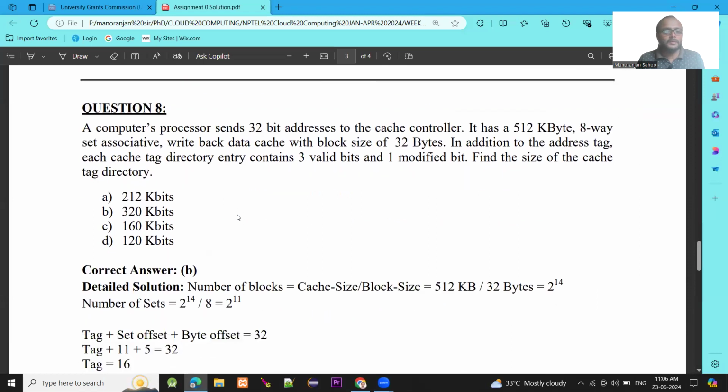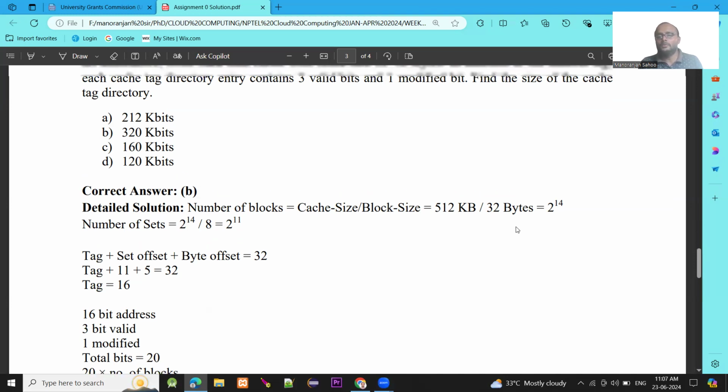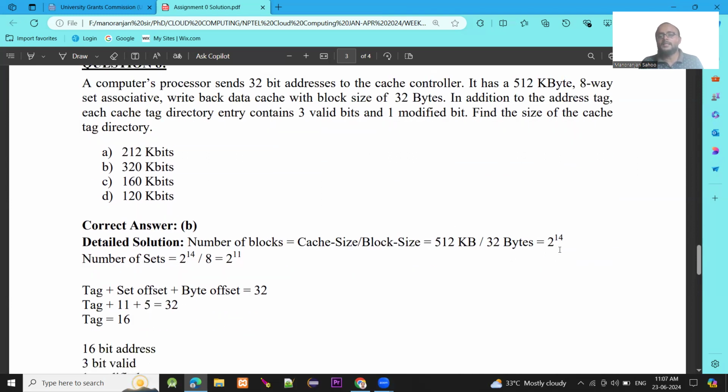See how it will be calculated. We know the number of blocks formula is cache size by block size. Cache size is 512 kilobyte and block size is 32 bytes, which is already given in the question. Okay. So by dividing this, we find it is 2 to the power 14. The number of sets is 2 to the power 14 by 8. That is, 8 means 2 to the power 3. So 2 to the power 14 minus 3 is equal to 2 to the power 11.